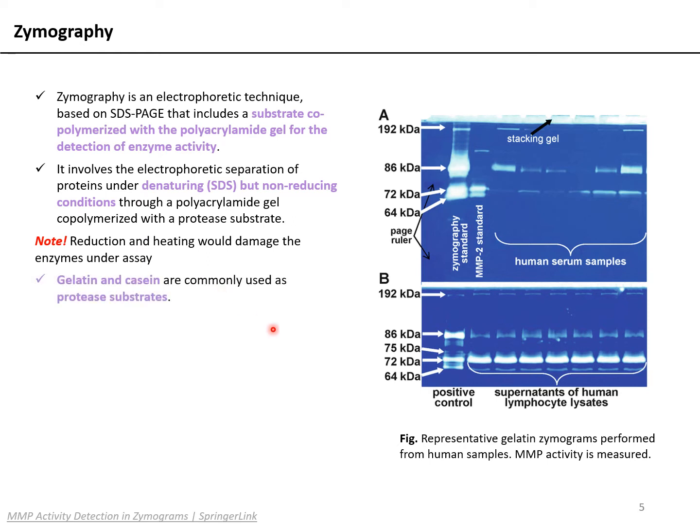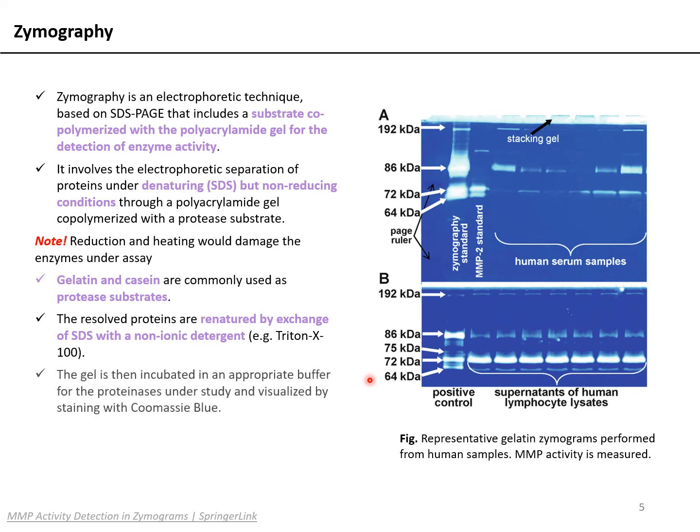So gelatin and casein are commonly used as protease substrates. The resolved proteins are renatured by exchange of SDS with a non-ionic detergent, for instance Triton X-100. So this SDS denaturation is reversible and is acceptable in zymography, but you have to be very careful and ensure that you avoid adding any reducing agent, or heating your sample.